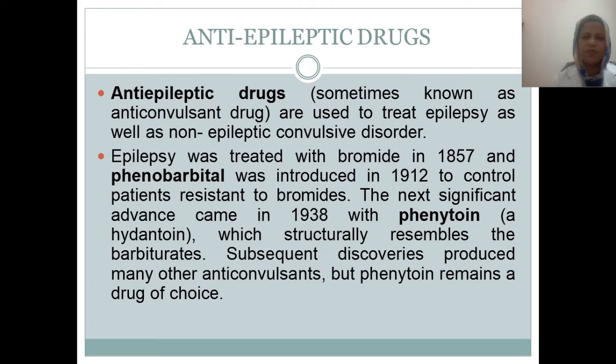Epilepsy was treated with bromide in 1857 and phenobarbital was introduced in 1912 to control patients resistant to bromides. The next significant advance came in 1938 with phenytoin, a hydantoin derivative, which structurally resembles the barbiturates. Subsequent discoveries produced many other anticonvulsants, but phenytoin remains a drug of choice.